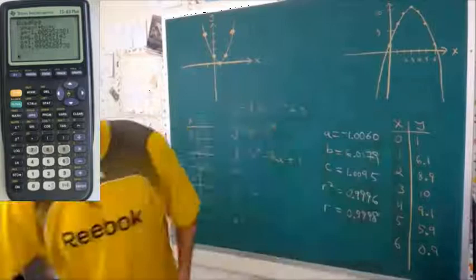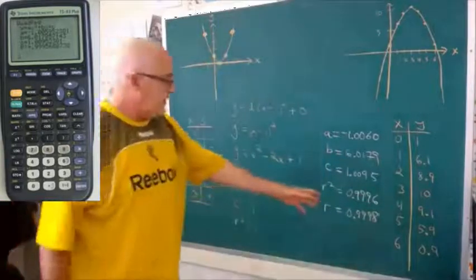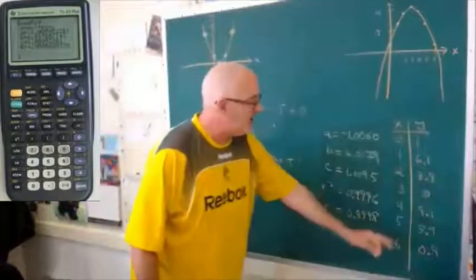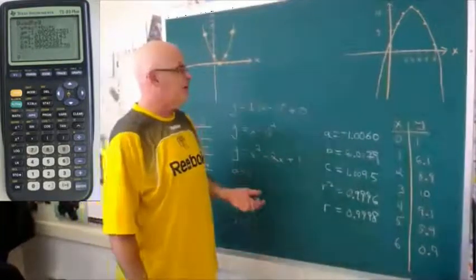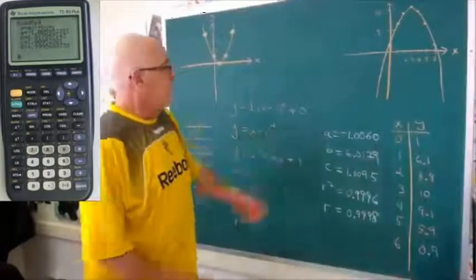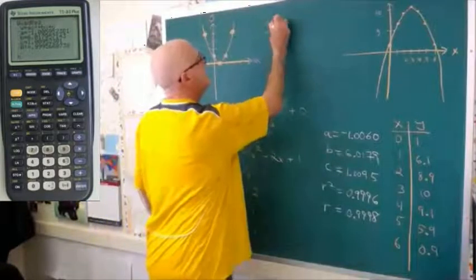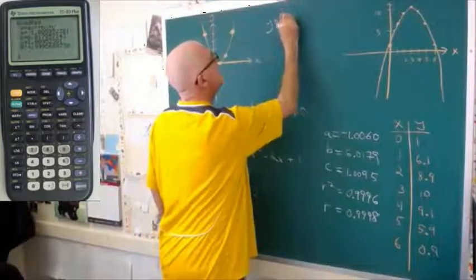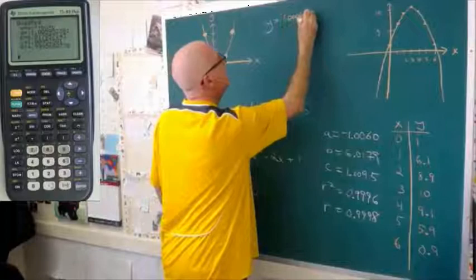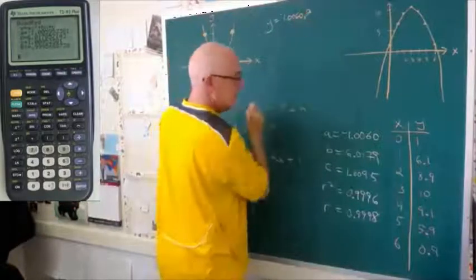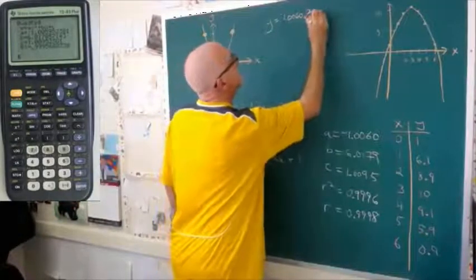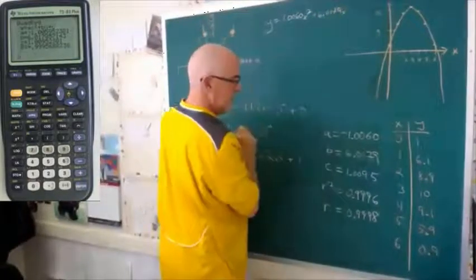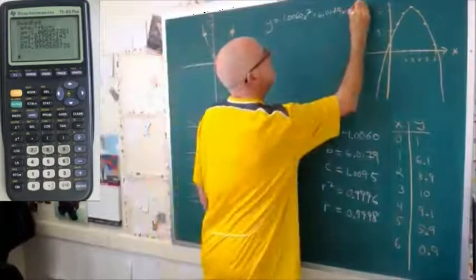So what we predicted would happen actually did happen here. We're very close to a perfect correlation because I changed my data just a tiny little bit from the perfect data that an equation would give me. Our equation, therefore, is going to be in general form, and it's hard to fit this: negative 1.0060 x squared plus 6.0179x plus 1.0095.